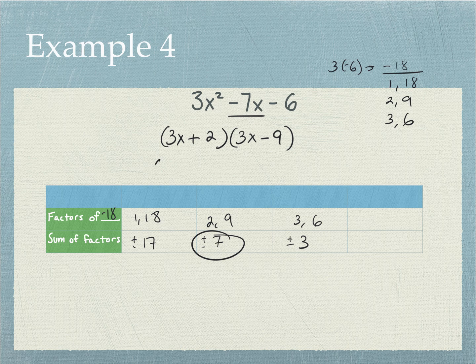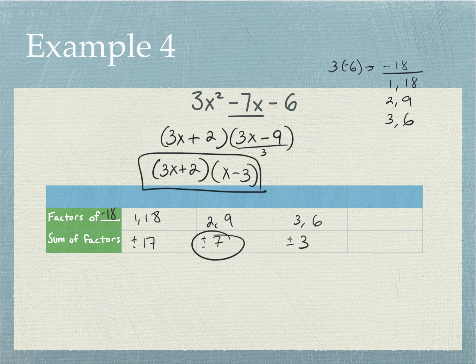Now, the first parenthesis of 3x plus 2 cannot divide out anything, so it's just going to be 3x plus 2. And then for the second one, I will take out a 3. I can divide it out, which will give me x minus 3. So your final solution is going to be 3x plus 2, and in parentheses, x minus 3.